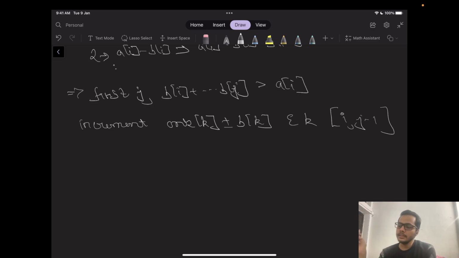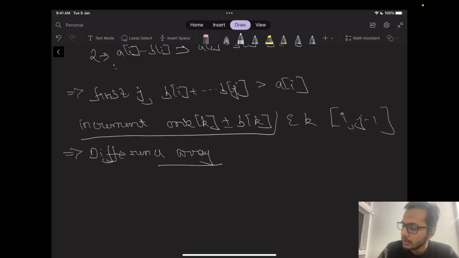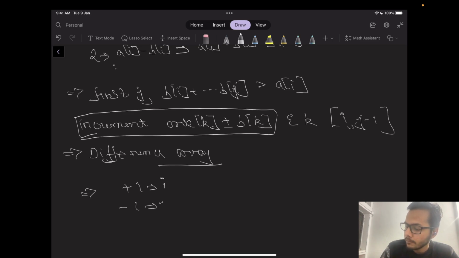There is a very well-known technique which is used to solve problems like this, and that is known as the difference array technique. I hope you guys are familiar with what a difference array is. If you are not, then you should first look up what a difference array is and what it does. Essentially, instead of doing this entire costly process, we can maintain a difference array and do a plus one at the position i, and a minus one at the position j.